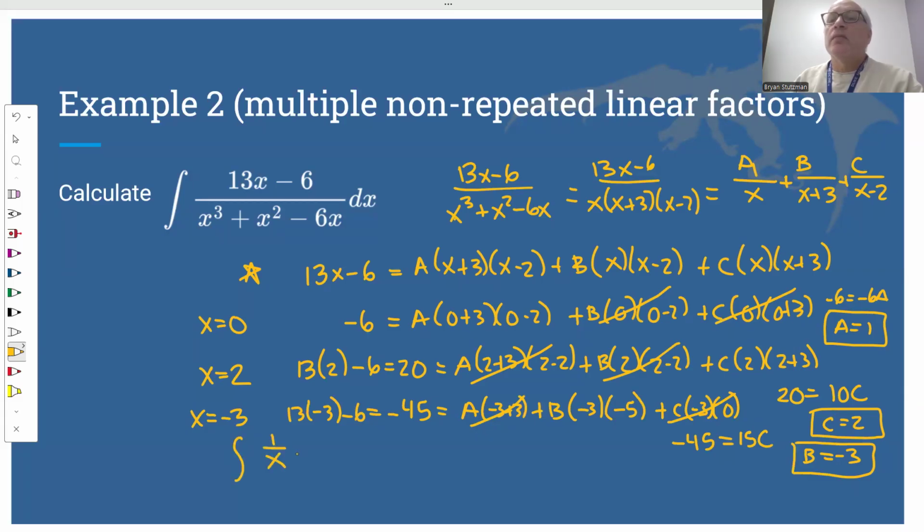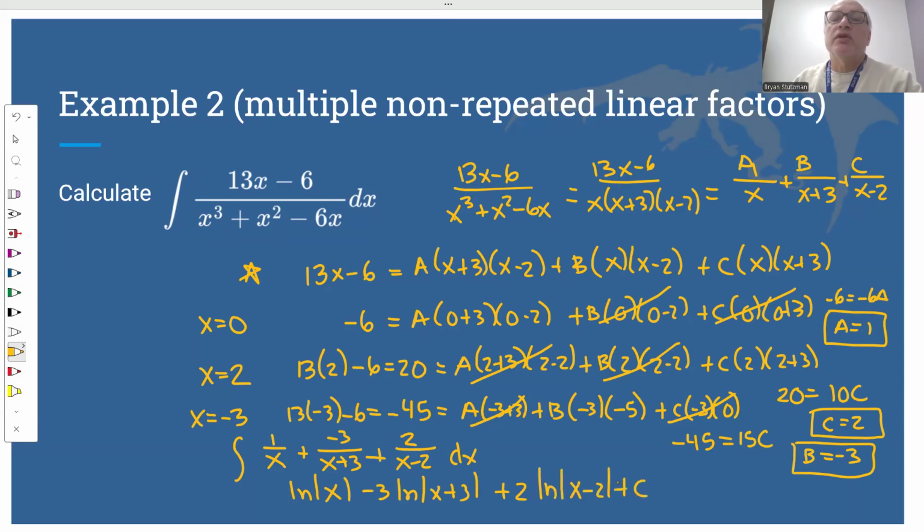So I can plug all my constants back in, and I get the antiderivative of 1 over x plus b, which is negative 3 over x plus 3, plus c, which is 2 over x minus 2 dx. Find each of the antiderivatives separately, because this is the antiderivative of a sum. You want natural log of x, minus 3 natural log of x plus 3, plus 2 times natural log of x minus 2, plus C.